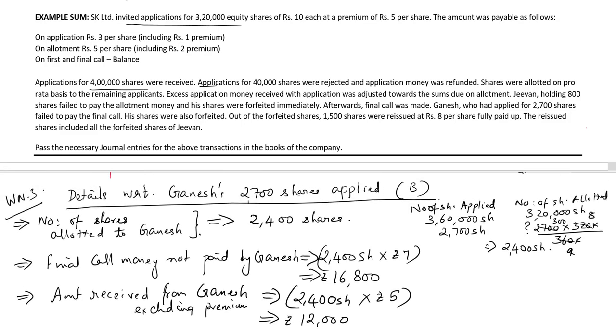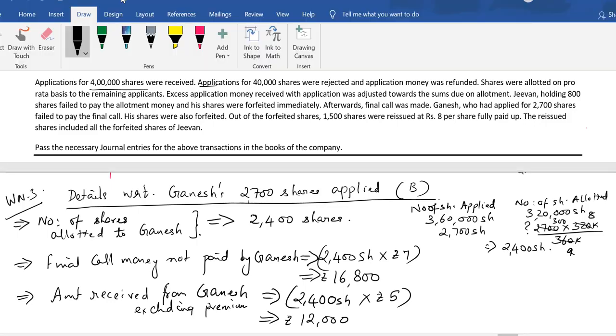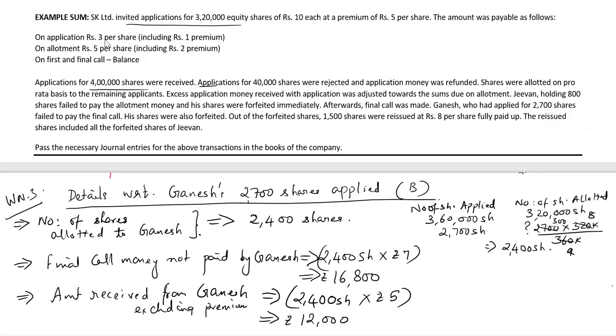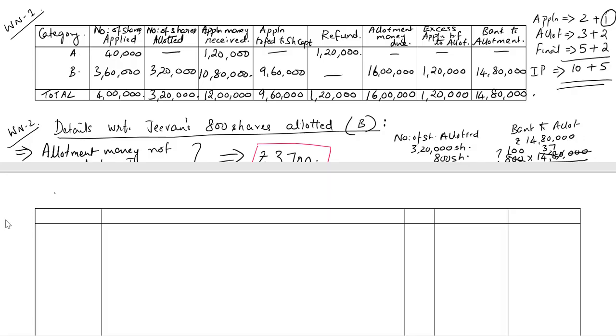So we've completed the third working note, which is the details with respect to Ganesh, who applied for 2,700 shares. The number of shares allotted to Ganesh will be 2,400 shares. The final call money not paid by him is rupees 16,800, and the amount received by the company from Ganesh, excluding premium, is rupees 12,000. Let's move on to the solution.